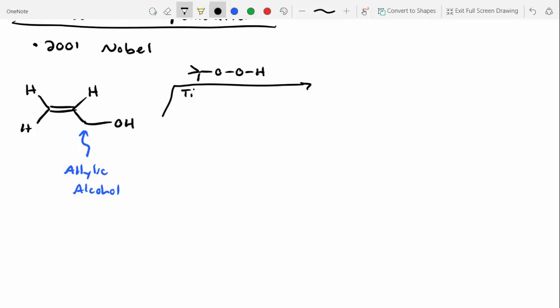And then the catalyst that we use is a titanium catalyst. So it's Ti(OCH(CH3)2)4, with four of these ligands coming off of there. And then they threw in this chiral component, which was diethyl tartrate. And when they did this, they got exclusively one enantiomer, or at least they got one enantiomer in a huge excess over the other.